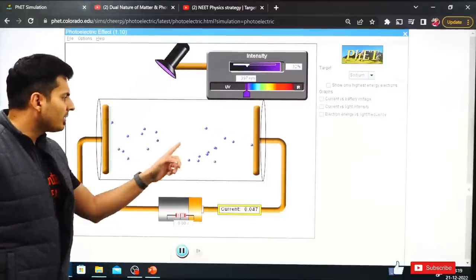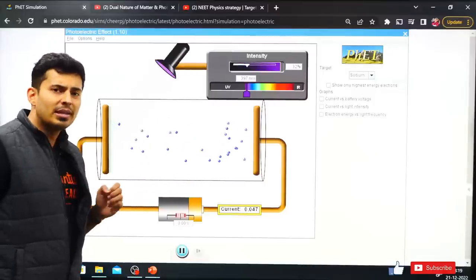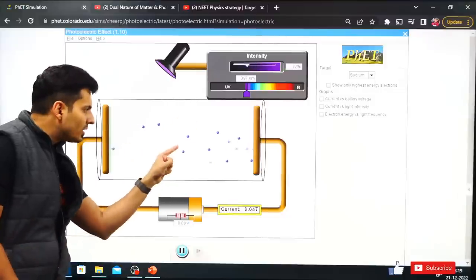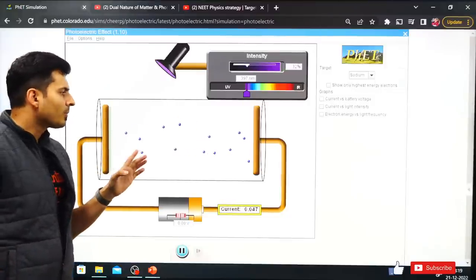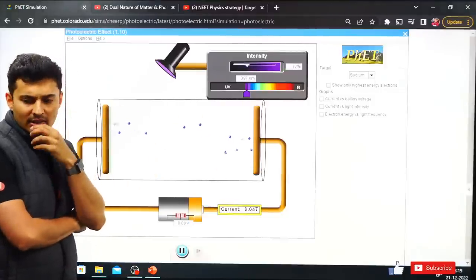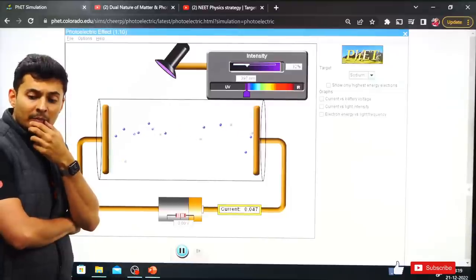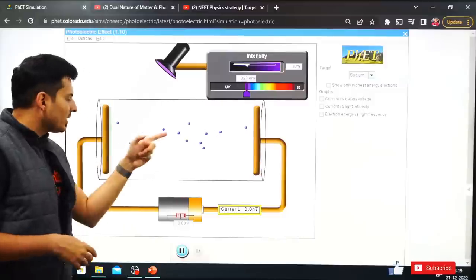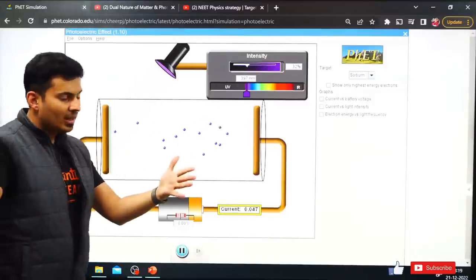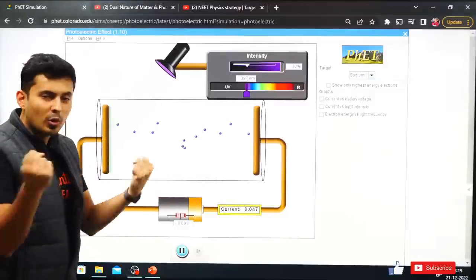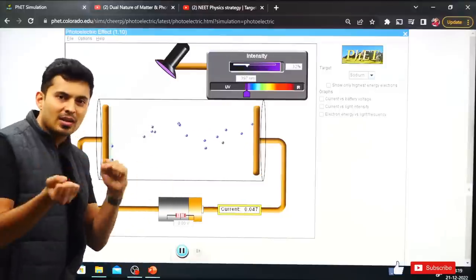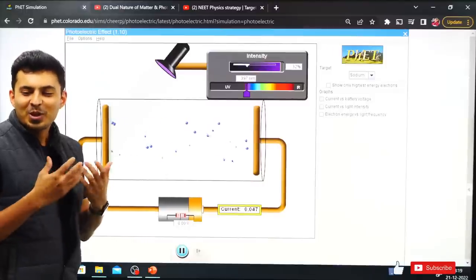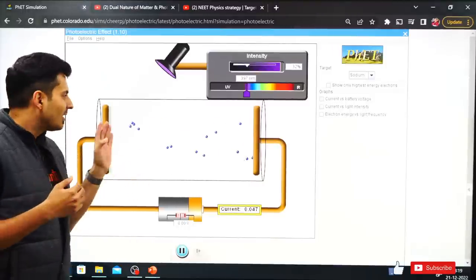But do you see all the electrons are not moving with the same speed? Why is it so? Do you see some electrons are moving really fast? Some electrons are slow. Some are very slow. Why is that? Can you guys think? What is the reason for that? The reason is that not all electrons are lucky. When these electrons get plucked out, some of them will collide with each other. Some of them will be stuck somewhere. Because of that, they might lose some energy.